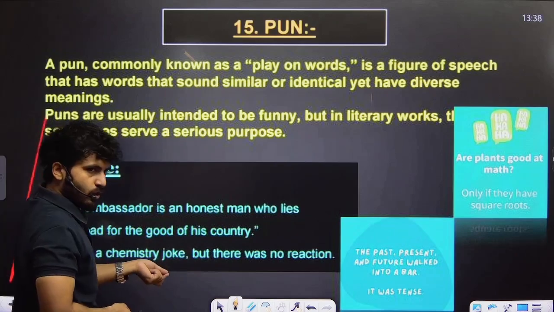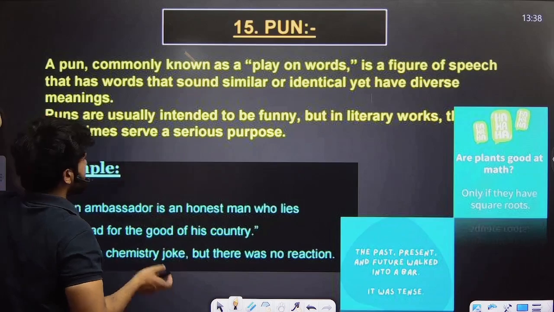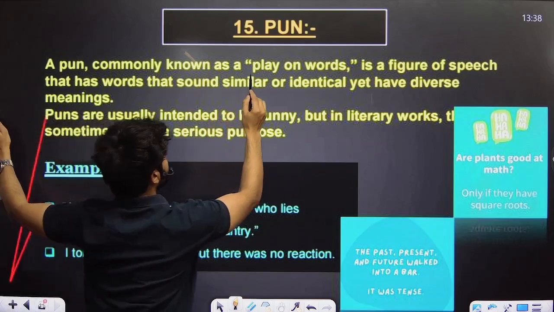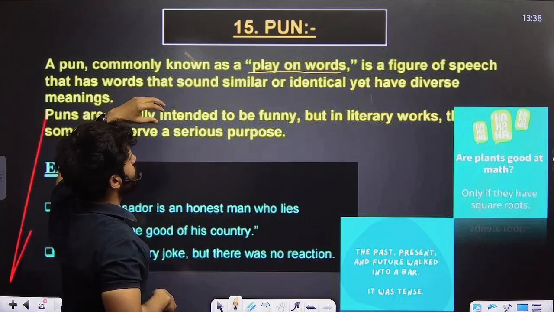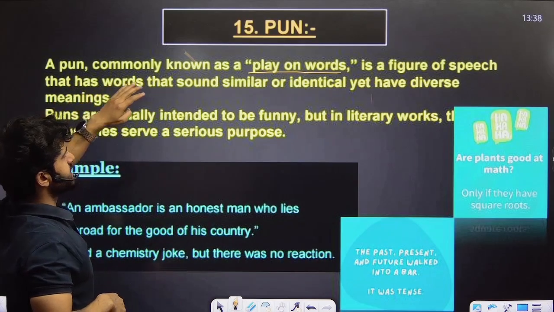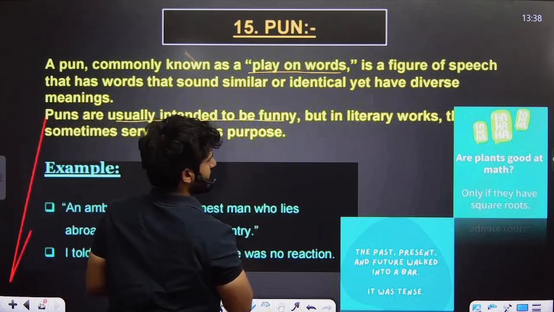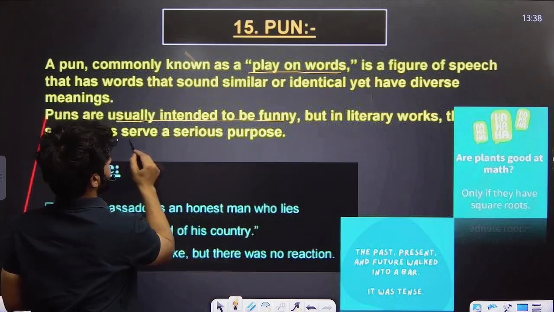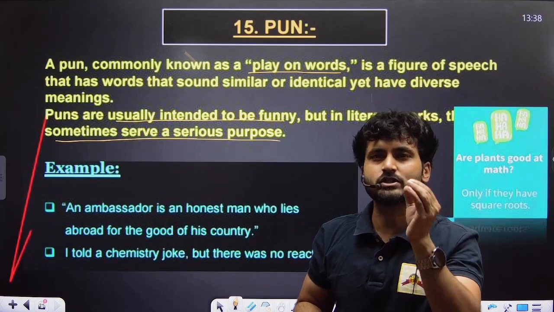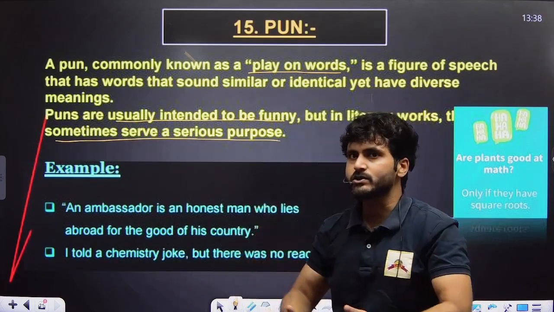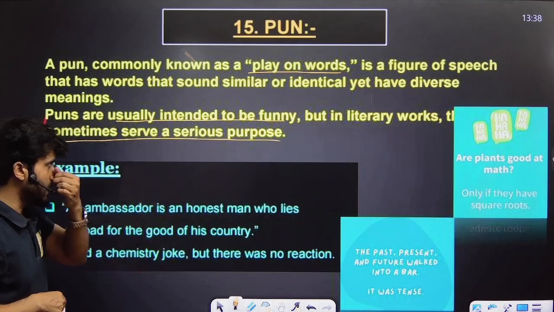I told a chemistry joke, but there was no reaction. So these are the sentences for the literary device, that is pun. A pun is commonly known as a play on words. That is a figure of speech that plays on words and sounds, with words that sound similar or identical yet have diverse meanings. Puns are usually intended to be funny, but in literary works they sometimes serve a serious purpose too. Sometimes in fun and joking, important and serious things are said. So puns are also used to convey some serious matters, some serious problems. For that case we use pun.